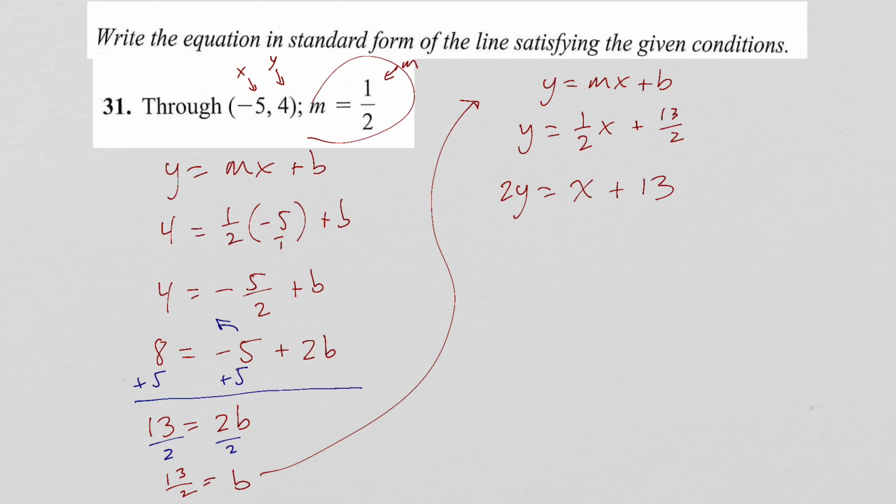Then we got to move the x over to the left because your x's and y's have to be on the same side. So that's going to become a negative x on the left. Finally, your x term is not allowed to be negative, so you got to flip the sign of this, which means you flip the sign of everything. And you have positive x minus 2y is equal to negative 13. Let me write that better. And that's standard form.